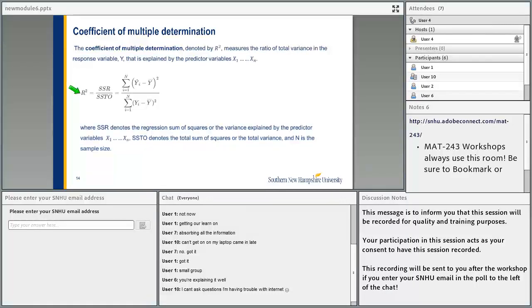So R squared is given by the regression sum of squares over the total sum of squares, or in other words, the explained variance over the total variance. So very similar to last week's formula. SSR denotes the regression sum of squares, or the variance explained by the predictor variables. SSTO denotes the total sum of squares, or the total variance, and n is the sample size.